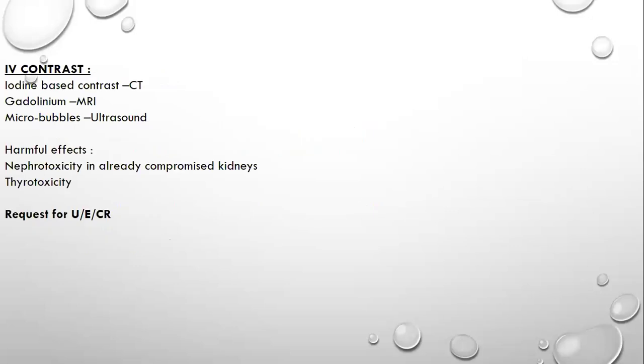In imaging, we also use intravenous contrast, which are iodine-based and gadolinium-based, or microbubbles for ultrasound. So in such patients, normally we request for urea electrolytes and creatinine values, so that if a patient's renal function is impaired, then we need to weigh the benefits vis-a-vis the risk of exposing this patient to contrast.